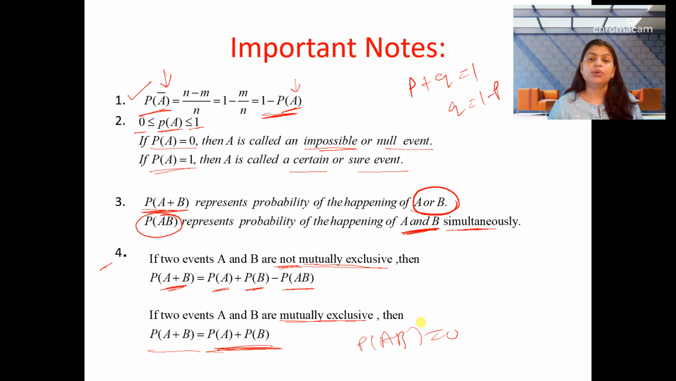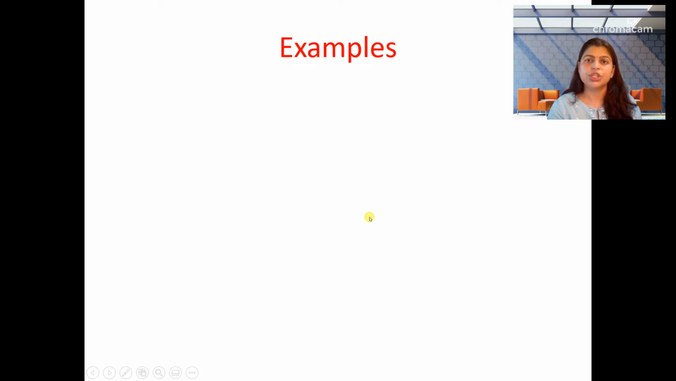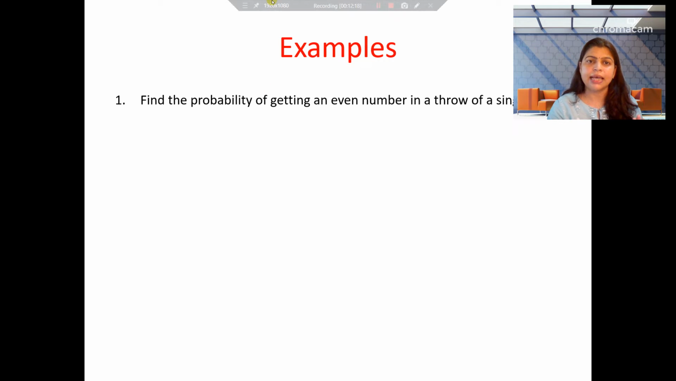So these 4 points you need to remember, and now I am taking a few examples, a few questions to just demonstrate whatever we have studied in this lecture. So here is my first example. Find the probability of getting an even number in the throw of a single die.